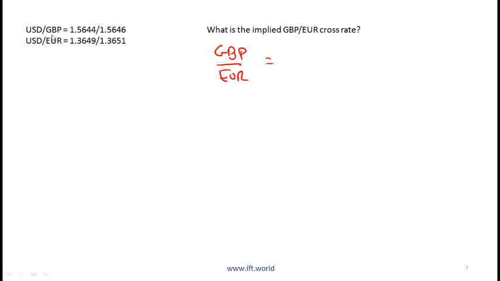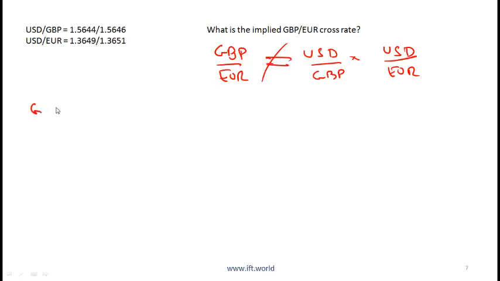Can we simply multiply these two? Let's see what happens when we do that. So USD over GBP multiplied by USD over euro. Notice that when you multiply these, things don't cancel out. You have USD squared over GBP times euro, which makes no sense. So these two are obviously not the same. So what must we do?